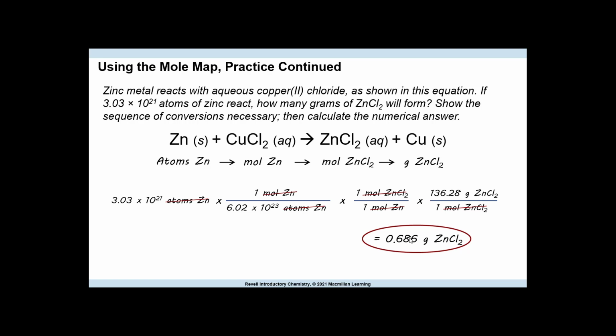The atoms of zinc then cancel. That's what we're doing right here. Next, we convert to moles of zinc chloride, which is here, so we can cancel out the moles of zinc. From the balanced equation, we can see that we form 1 mole of zinc chloride for every 1 mole of zinc. The moles of zinc cancel. Finally, we convert to grams of zinc chloride. To do this, we multiply by the formula mass of zinc chloride, 136.28 grams of zinc chloride over 1 mole of zinc chloride. The moles of zinc chloride cancel. This gives us a final answer of 0.686 grams of zinc chloride. That's 3 sig figs.